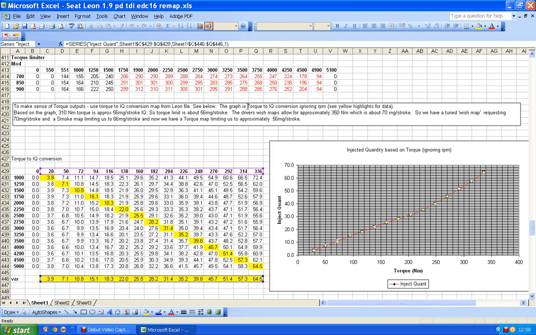So at the end of the day, it's up to you whether you want to fine-tune things like the torque map and the smoke map to give you a nicely performing car rather than an aggressively performing car. Right, that's the torque limiter covered, so I will stop there.